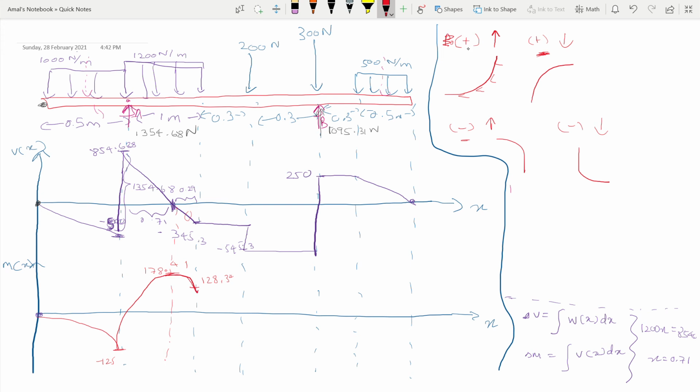Okay, now here we have a constant value. There's no slope. Slope is 0. Okay, so we need to have constant slope, right? Constant slope, but it's negative slope. Okay, so because negative value is constant, right? So it's gonna stay at negative 345.3 shear force. So we have a constant value, constant negative value.